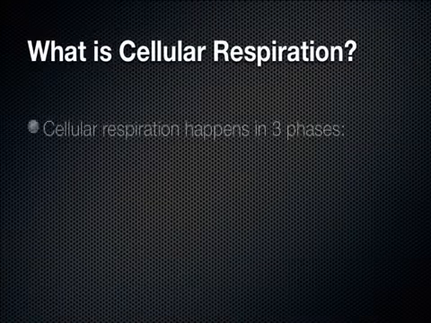What is cellular respiration? First of all, it happens in 3 phases, and these 3 phases I want you to be very familiar with. Number 1 would be glycolysis, so write that in there. Number 2 would be the citric acid cycle. Another name for the citric acid cycle would be the Krebs cycle.